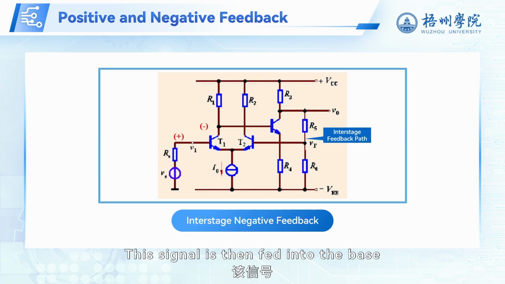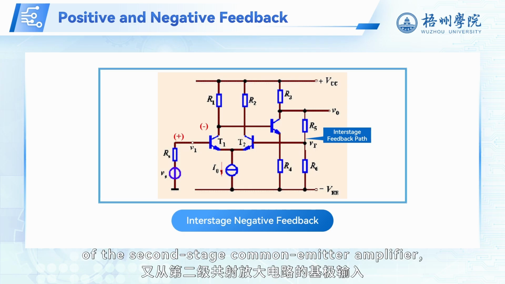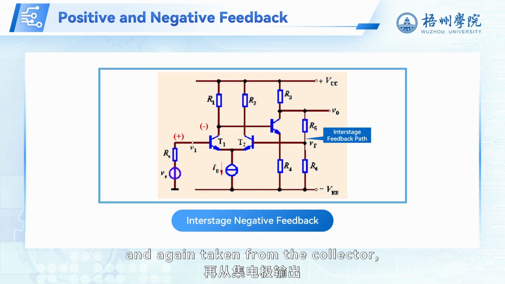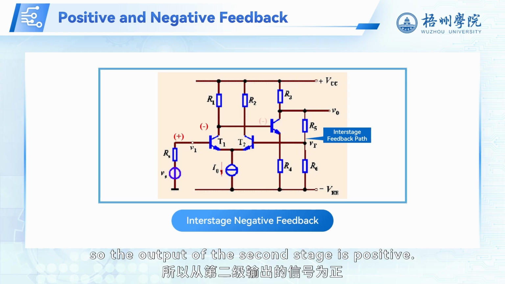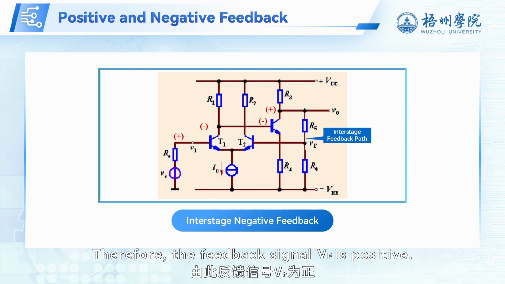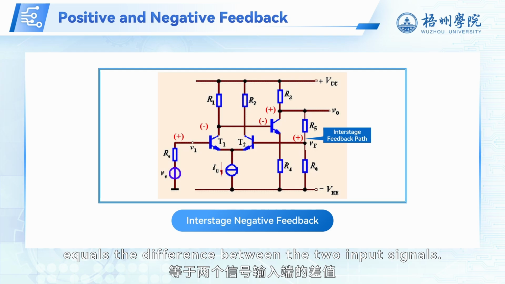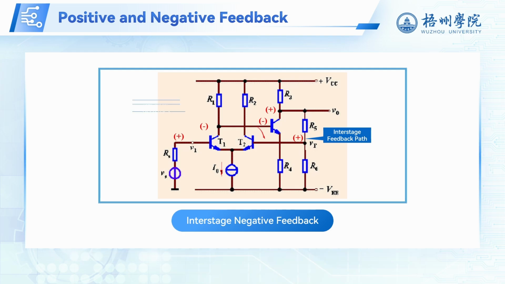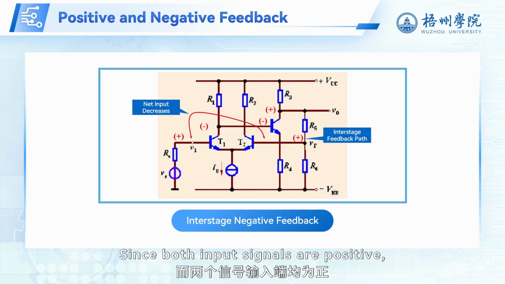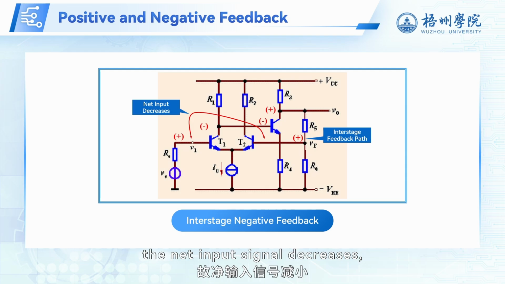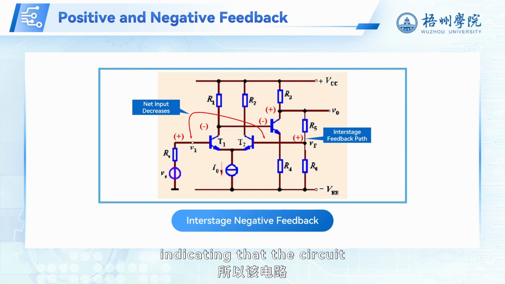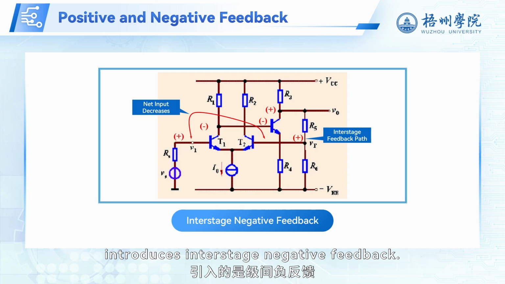This signal is then fed into the base of the second stage common emitter amplifier, and again taken from the collector, so the output of the second stage is positive. Therefore, the feedback signal Vf is positive. The net input signal of the differential amplifier equals the difference between the two input signals. Since both input signals are positive, the net input signal decreases, indicating that the circuit introduces interstage negative feedback.